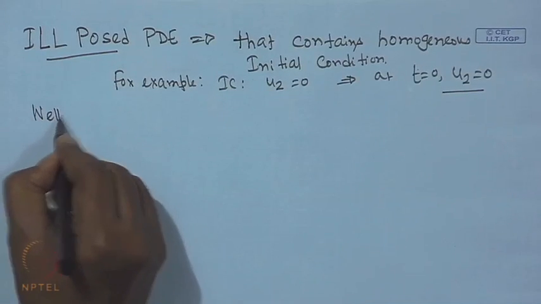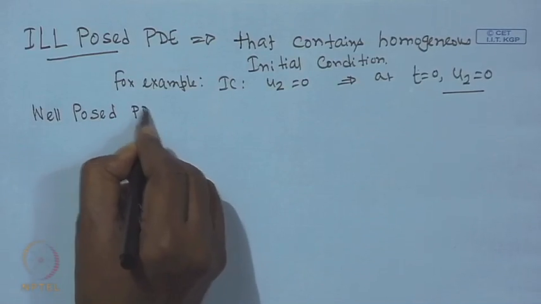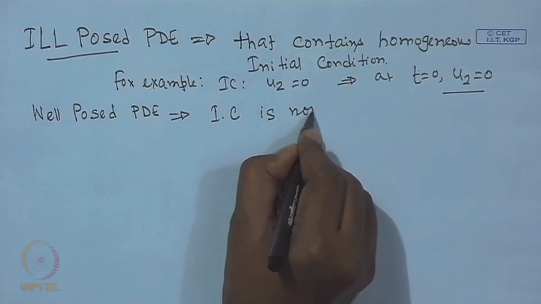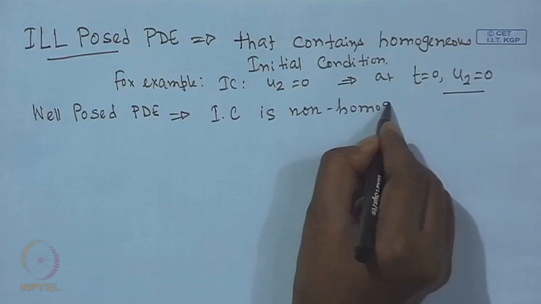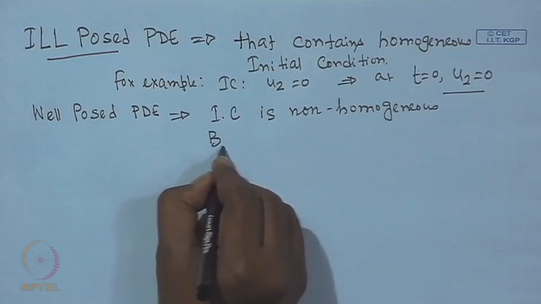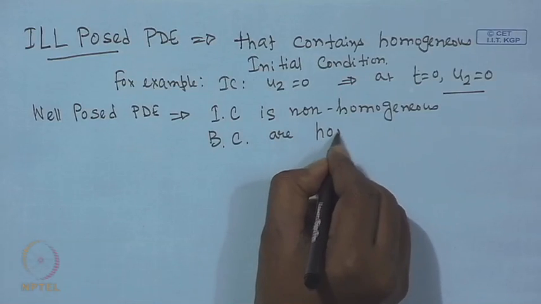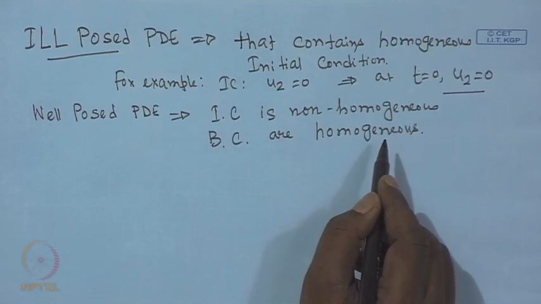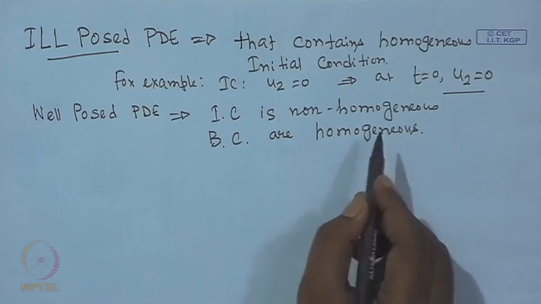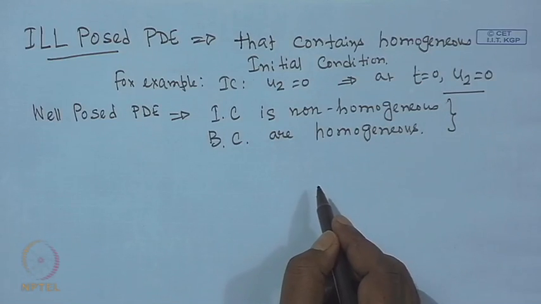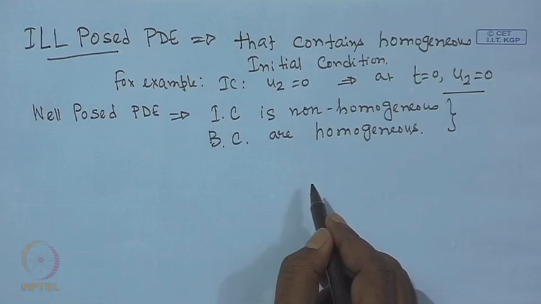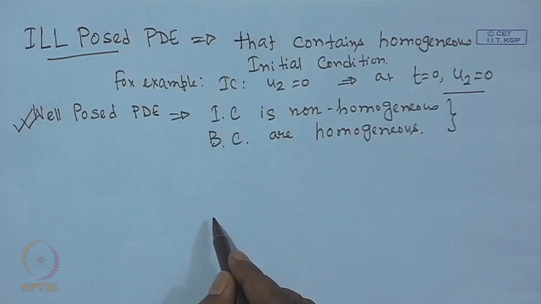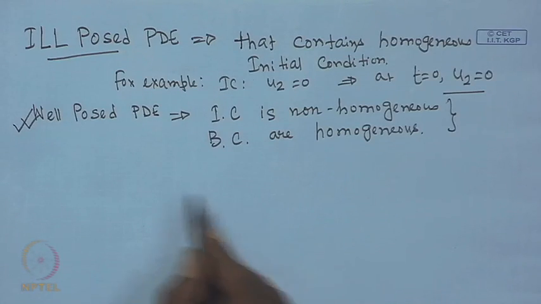And which one is well-posed? A well-posed PDE is the one where the initial condition is non-homogeneous, but boundary conditions are homogeneous. So, in this case, a non-homogeneous initial condition and homogeneous boundary conditions make a well-posed partial differential equation. Now, the solution is direct. On the other hand, for the ill-posed problem, one has to convert the ill-posed problem into a well-posed problem.